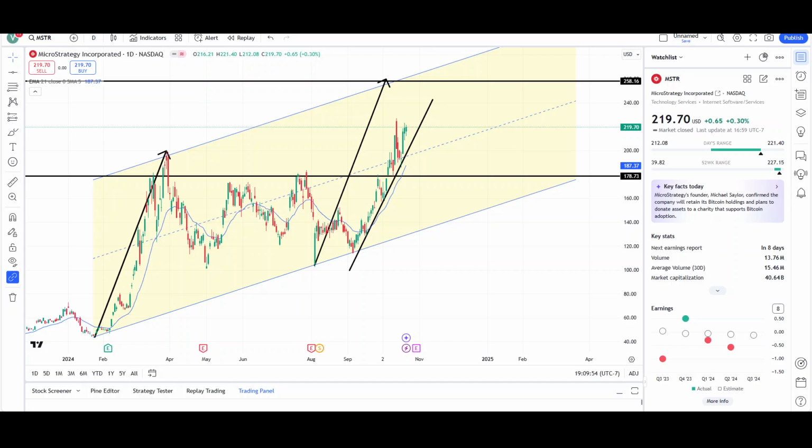What's up, traders? This is Vee Trades, and today I will be doing a technical analysis breakdown for MicroStrategy Incorporated with the ticker symbol MSTR. I will first be going over what I see on the daily chart and finish the video off with the weekly chart.